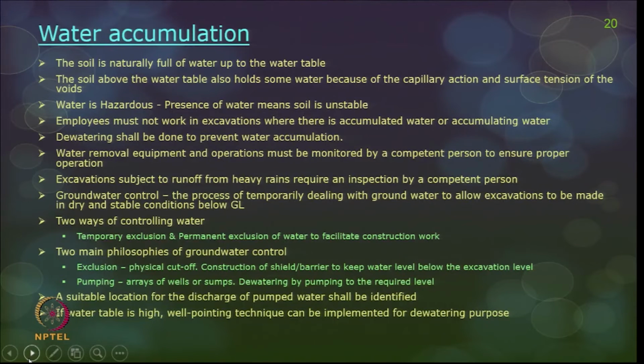Two main philosophies of groundwater control: one is exclusion and the other is called pumping. In the sense, exclusion is where you permanently keep a barrier and remove the water, otherwise you use pumps or other sucking measures of taking out the water from the site periodically.